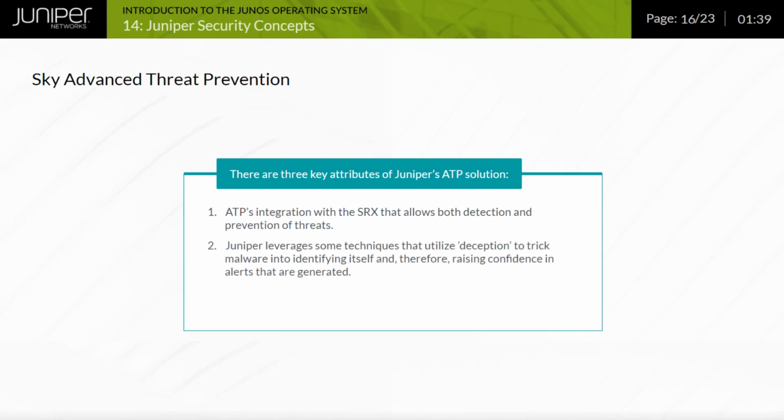2. Juniper leverages some techniques that utilize deception to trick malware into identifying itself and therefore raising confidence in alerts that are generated. Much like security intelligence, minimizing false positives is essential as Juniper incorporates this type of technology into an inline device like the vSRX. 3. Juniper leverages the security intelligence solution to push actionable intelligence of compromised hosts to the vSRX so that customers can implement quarantine policies when infected clients are detected on the network.